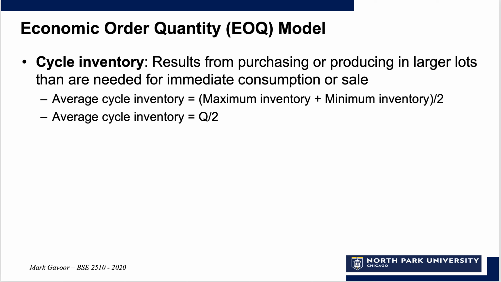So cycle inventory is a result of purchasing or producing in large lots, in larger lots than are needed for immediate consumption or sales. The average cycle inventory is the maximum inventory plus the minimum inventory divided by 2. And if we take the inventory right down to 0 and then replenish it instantaneously up to the maximum, the average inventory in the system is going to be that maximum quantity, Q, divided by 2.